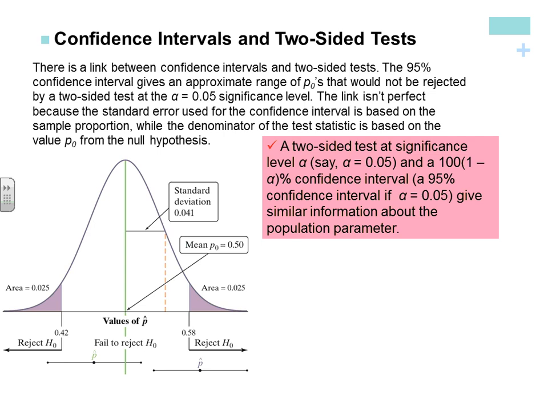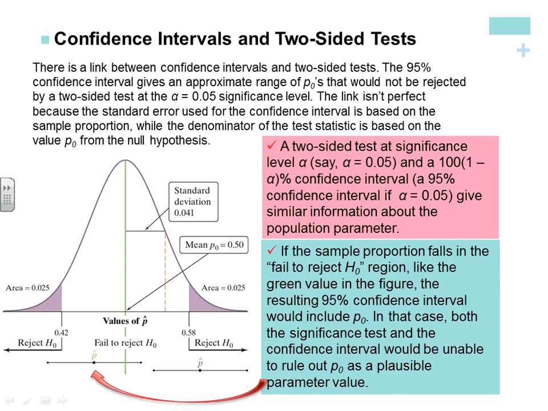So here, confidence interval with two-sided tests. There's a link between confidence interval and two-sided tests. The 95% confidence interval gives an approximate range of p-naughts that would be rejected by a two-sided test at your significance level. The link isn't perfect because the standard error used for the confidence interval is based on the sample proportion, while the denominator of the test statistic is based on the value of p-naught from the hypothesis. So if you'd like to know this, great, but otherwise you've kind of already got the basics down. Okay, and I'll let you read through that.